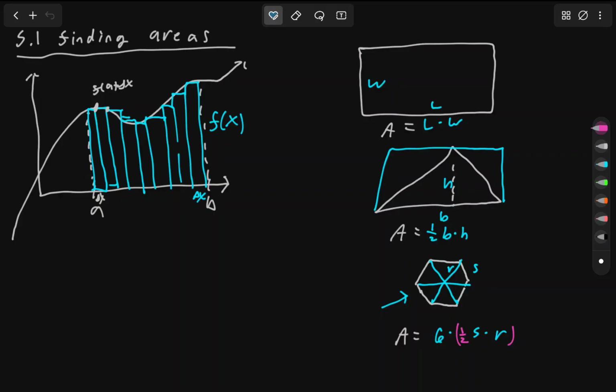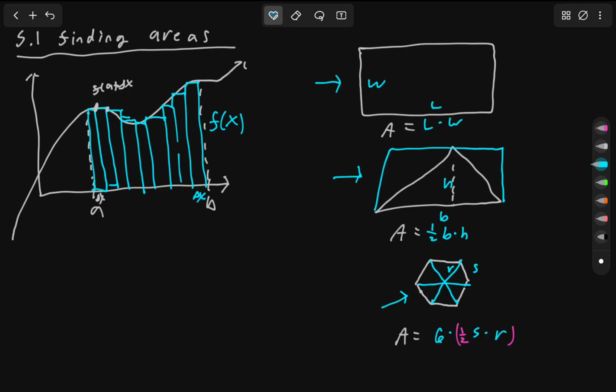So I want to start by asking, how do we find the area under a curve? Well, let's go a bit simpler. How do we find the area of a rectangle? Well, it's just the length times the width of said rectangle. What about the area of a triangle? Well, as we've been taught since geometry, and maybe even sooner than that, it's 1/2 the base times the height.